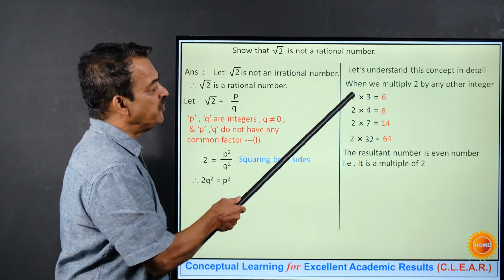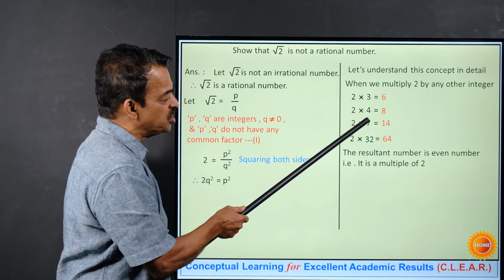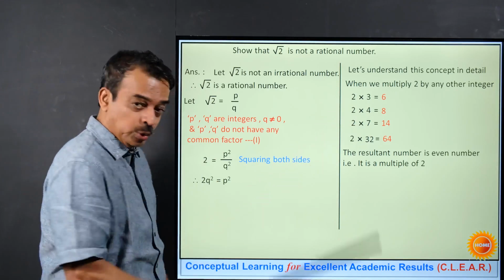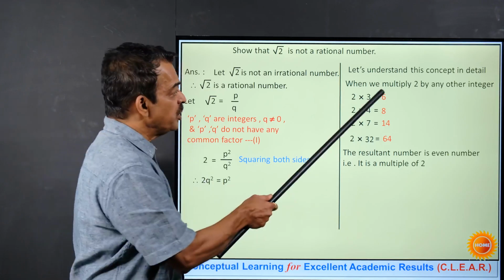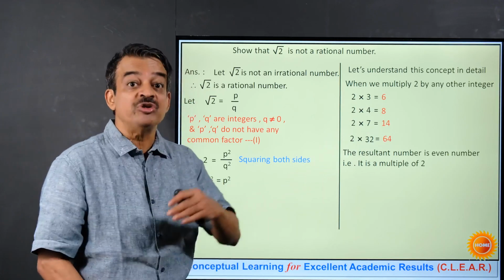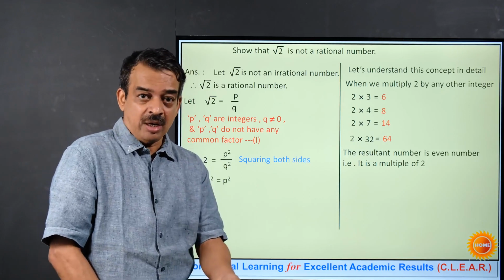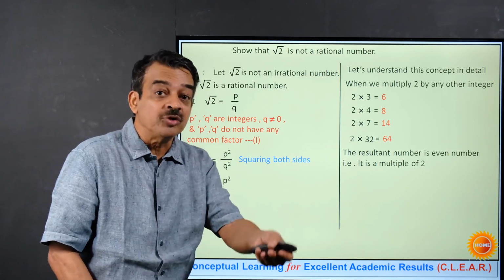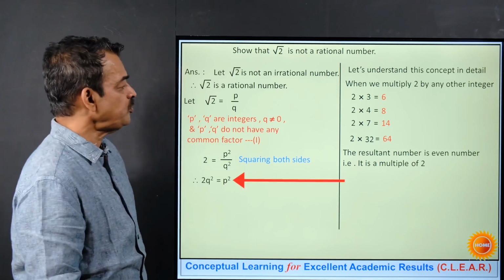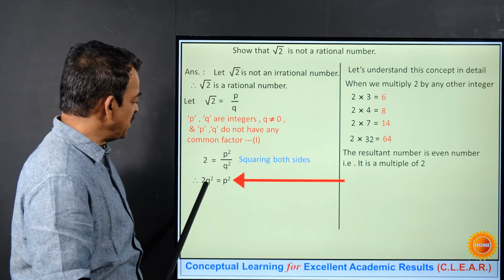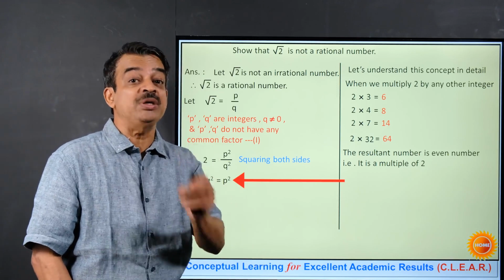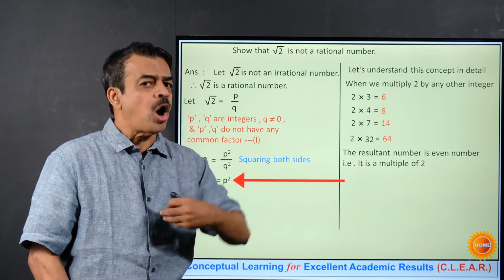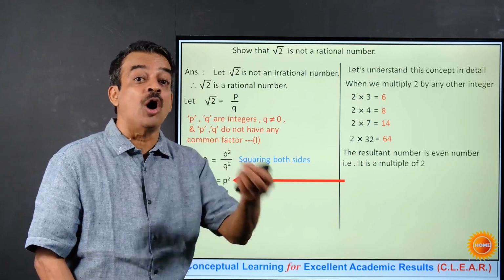In short, if I multiply 3, 4, 7, 32 by 2, that is, if I multiply the integer by 2, the resultant value is an even number or a multiple of 2, correct? So, my conclusion is, as I am multiplying q square by 2, 2q square must be an even number, or I will say it is the multiple of 2.